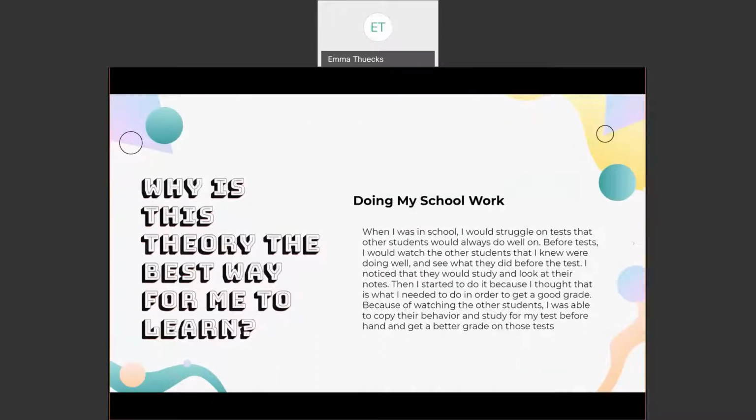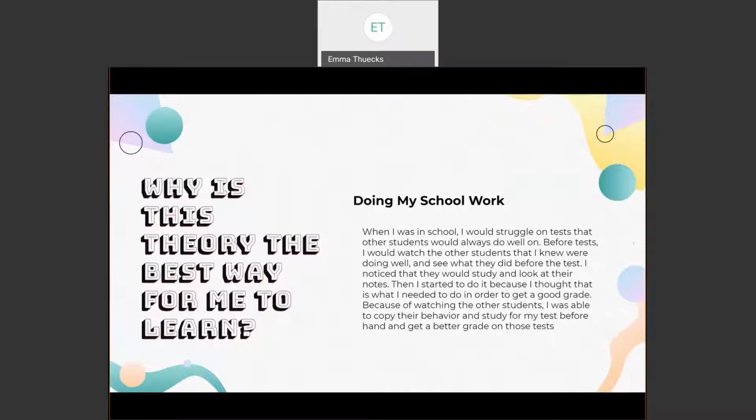Why is this theory the best way for me to learn doing my schoolwork? When I was in school, I would struggle on tests that other students would always do well on. Before tests, I would watch the other students that I knew were doing well and see what they did before the test. I noticed that they would study and look at their notes, and then I started to do it because I thought it is what I needed to do in order to get a good grade.